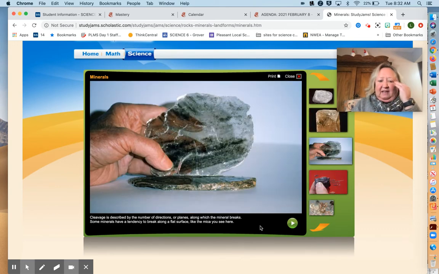The next thing, and there are two terms that go together. One is called cleavage, and that shows how it breaks, or the planes. See how flat that is? When the mineral breaks, it breaks along that flat surface. That is mica right there. So that would be called cleavage. The ones that break in jagged lines is called fracture.